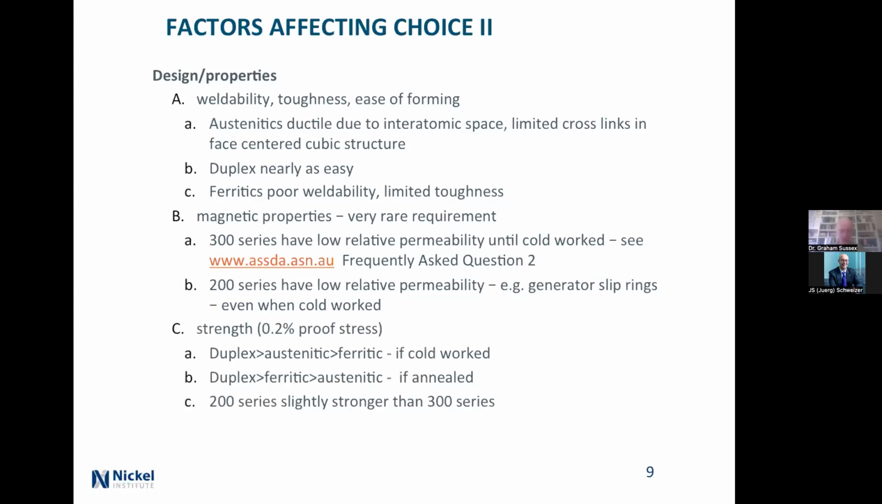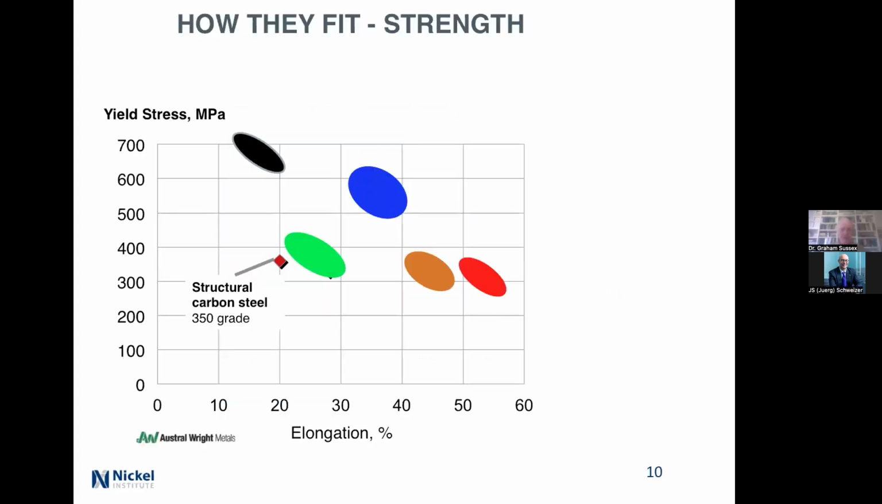And then strength. If the materials have been cold worked, then the duplexes will be strongest, austenitics will be in the middle, and the ferritics will be less. If they are annealed, as in heat treated to get soft, then the duplex will still be the strongest, but then the ferritics are next and austenitics are least. And interestingly, the 200 series are slightly stronger than the 300 series. This is how they fit in strength.